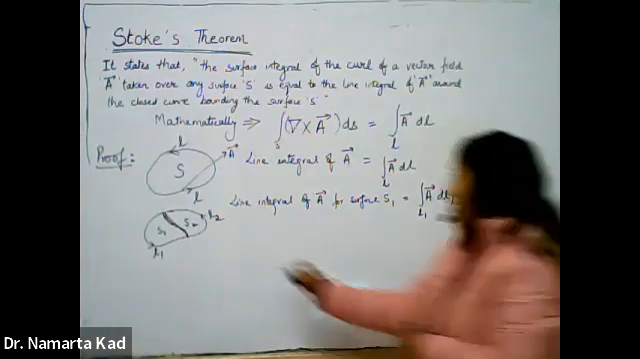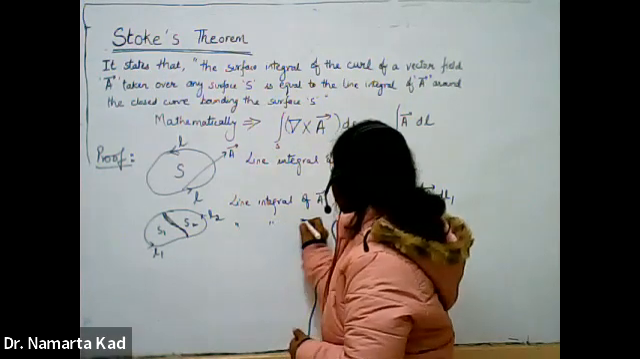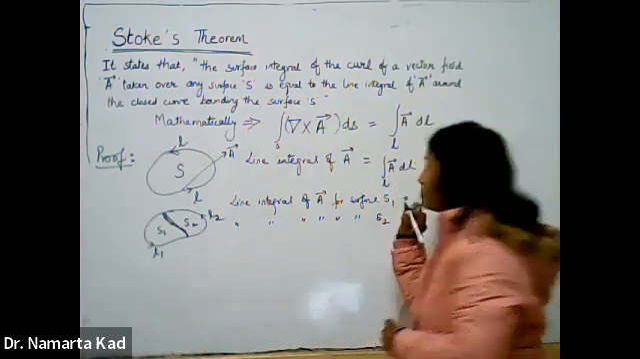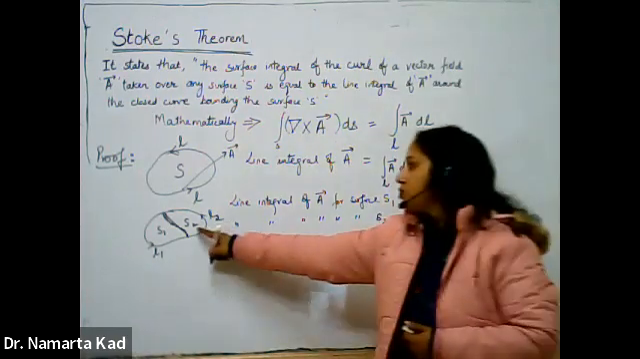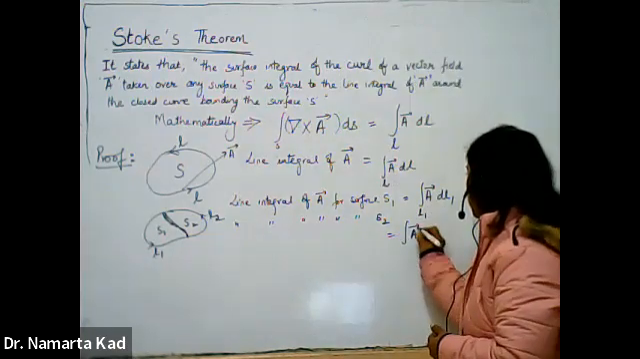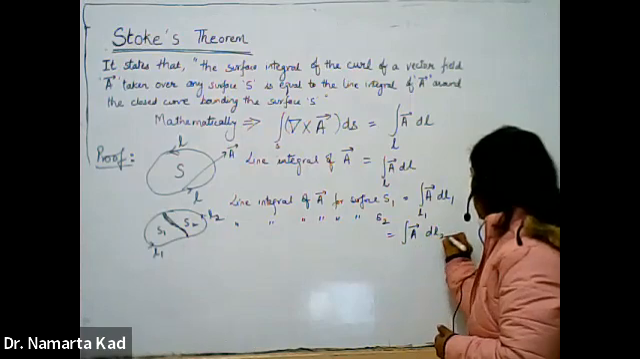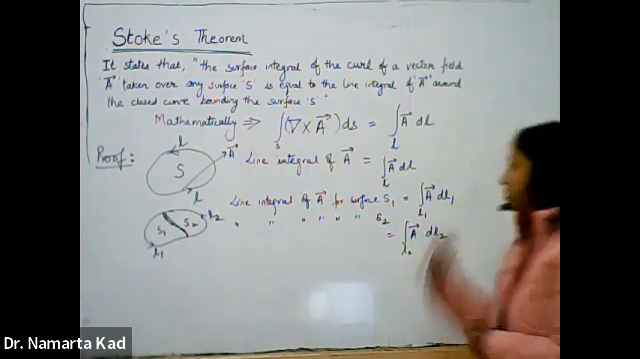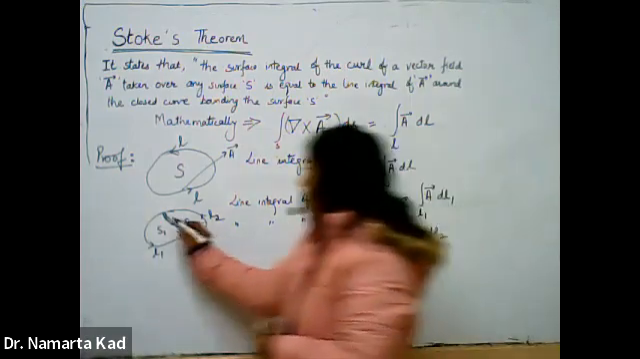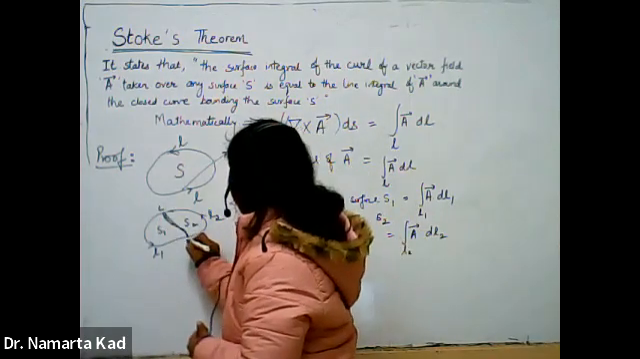Okay, and similarly, the line integral of A vector for surface S2, for this portion, can be written as A vector dot dl2, and here it is L2. Okay, now as for the common line, let us say this line LM.